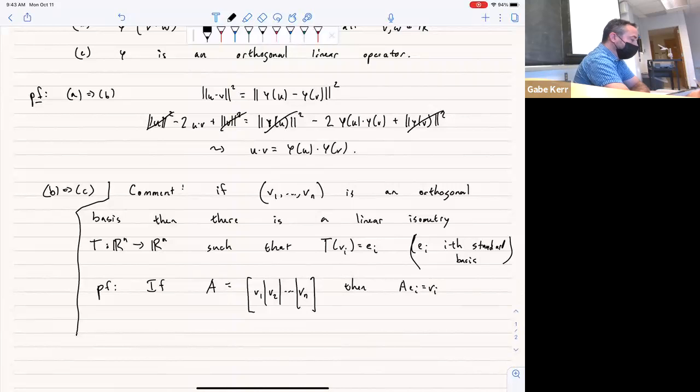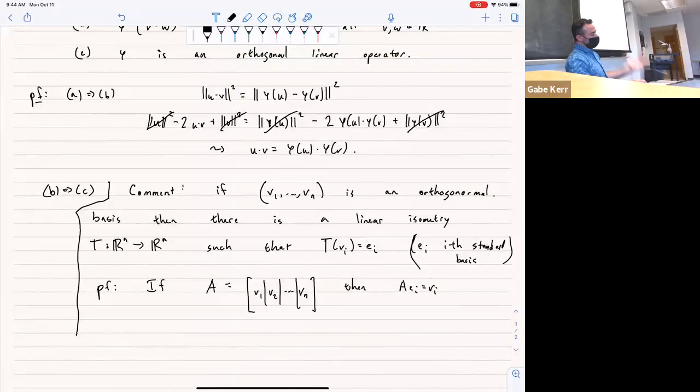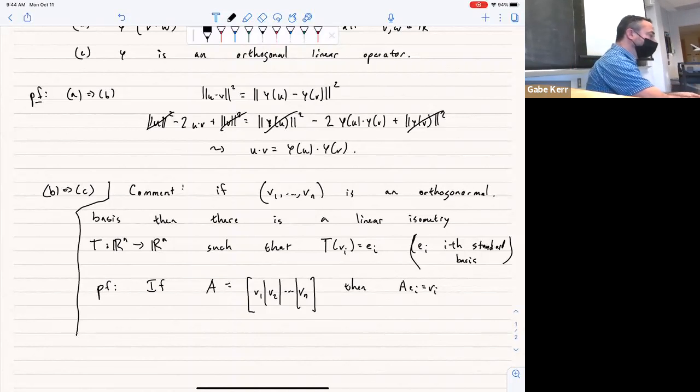Sorry, guys, maybe this is why you are confused. I should have said orthonormal. So if I have this matrix, multiplying by this matrix will send EI to VI. And if V1 through Vn are orthonormal, that means this is an orthogonal matrix. That's something we've seen last week. So this is an orthogonal transformation. And if I want T sending VI to EI, I just take the inverse.